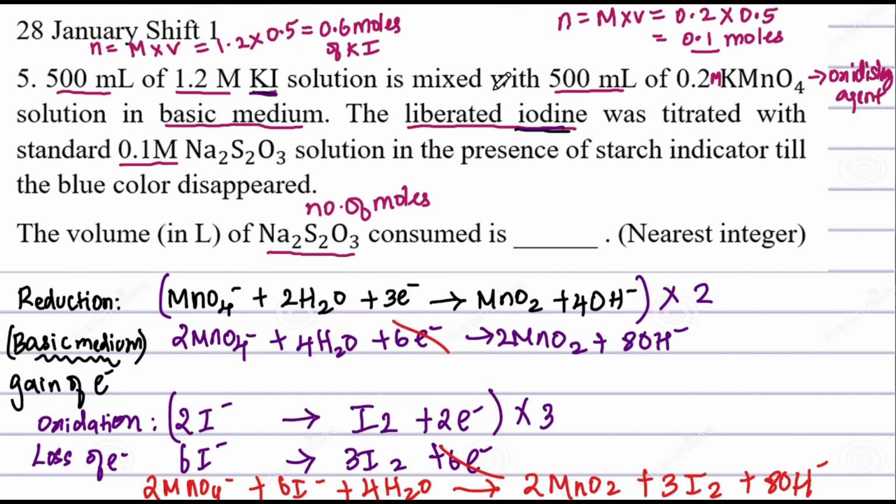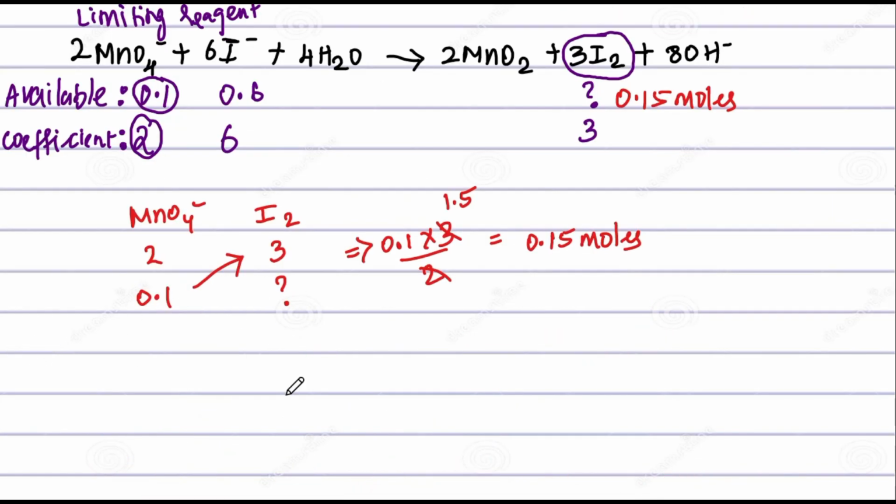But what is the question? The liberated iodine, that is 0.15 moles of iodine, was titrated with the standard 0.1 M sodium thiosulfate. So what is the volume of sodium thiosulfate? To find the volume, as I already told you, you need to find the number of moles. For that also, you need to know the reaction equation. So the reaction of iodine I2 with sodium thiosulfate S2O3 2 minus will give again the iodide ion I minus plus S4O6 2 minus.